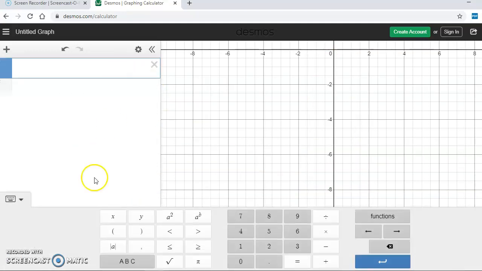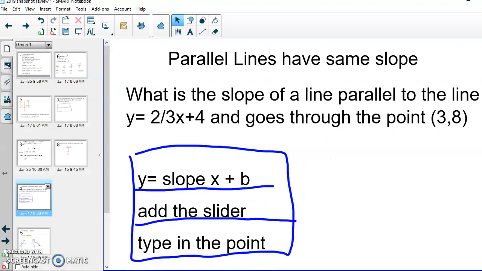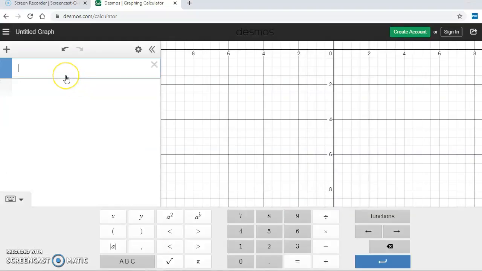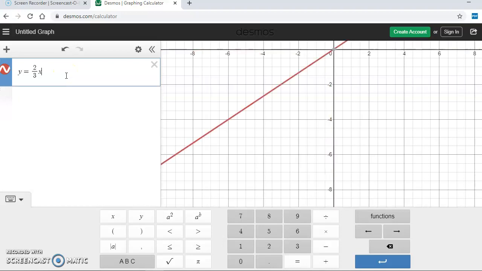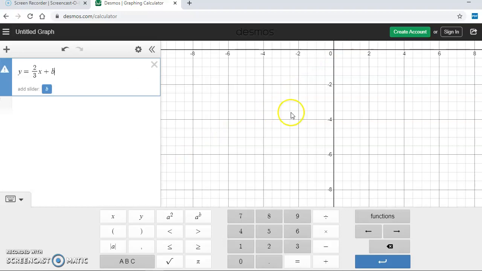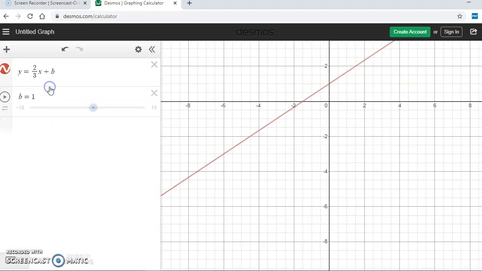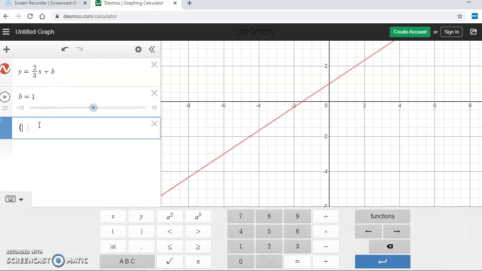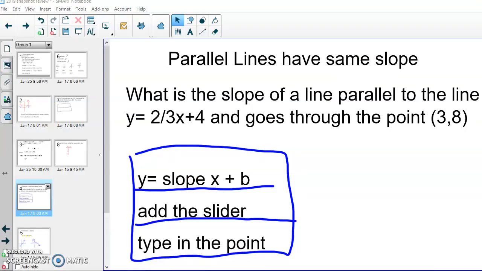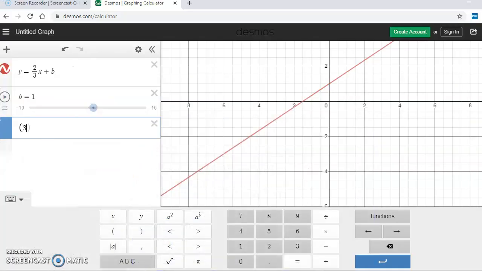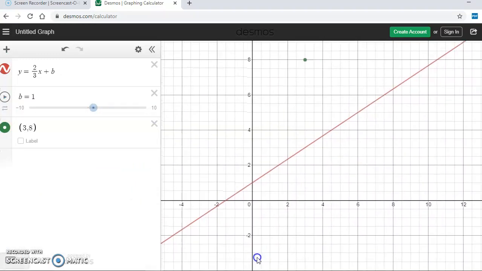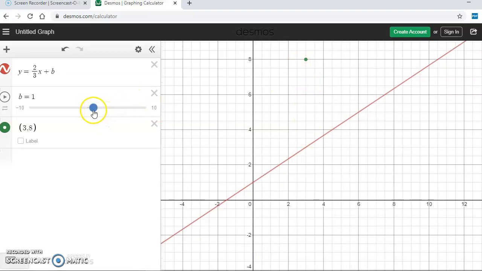So my slope was, what was it? 2/3. So I'm going to have the same slope. Y equals 2/3x. I don't know the y-intercept of this new line. That's what I'm trying to figure out. So I type in plus b. I add my slider and I type in the point that it went through. It went through 3,8. So 3,8. Okay. I find it on here somewhere. Here it is. And I move my slider.